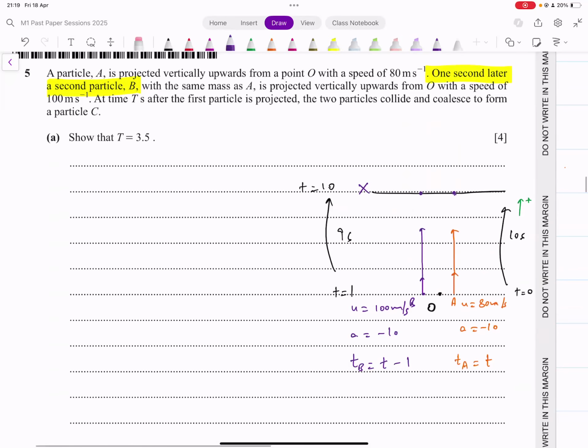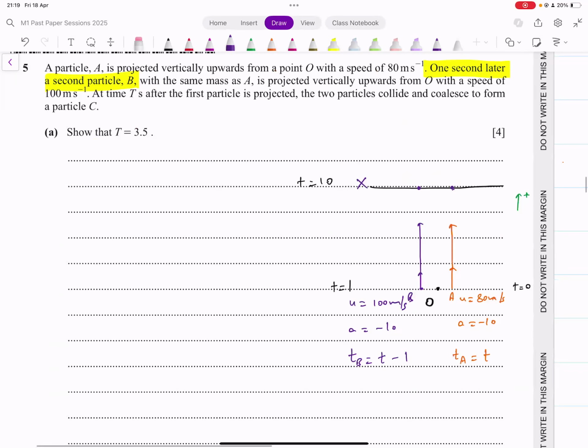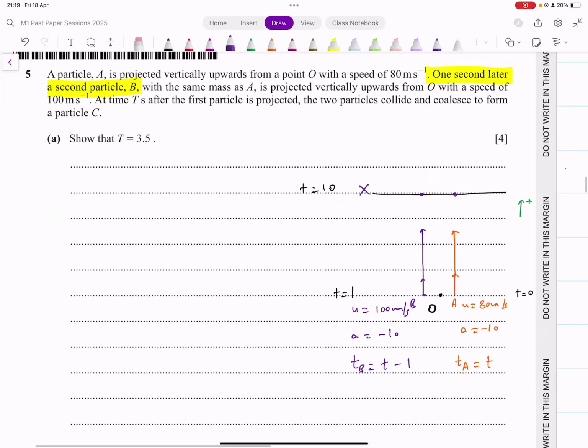What about displacements? At the point when collision happens, they are at the same height. So their displacements are going to be equal. So what we can do now is we can say, let's equate their displacements. S_B and S_A, they should be equal to each other. So we equate both of them. And that's going to give us the value for T, and that's what we are looking for. Initial velocities were given. We found the times. If time for A is T, this is T minus 1.